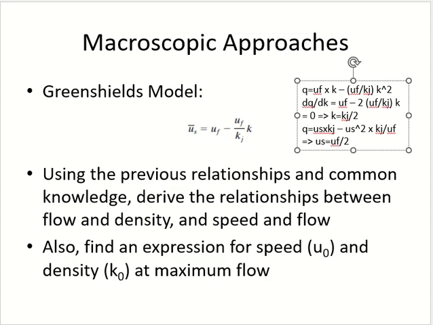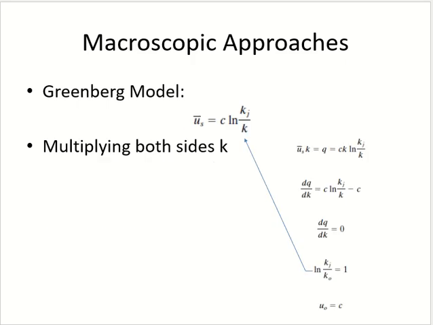Okay, any problems, any questions? Okay, so this is what they were asking us to do. What is U naught? It is the speed when it reaches capacity. I'll put U naught here, and this one is K naught. Clear? Okay, moving on.